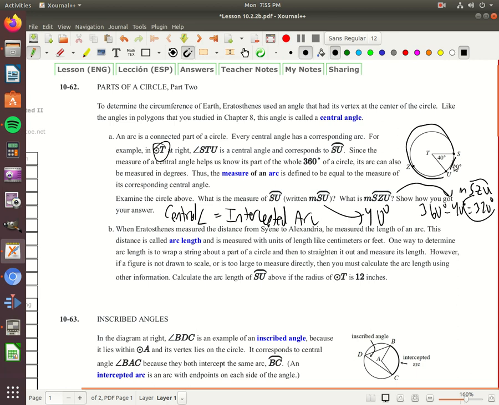So we know it's 40 degrees of the entire circle, right? We know that the radius is 12. So what we can do is say, all right, well, 2 times pi times r will give me the circumference of this entire circle, right? It has a radius of 12. And I just want to know how much this little chunk of it is. So I'll multiply it by 40 over 360. That's going to give us the length of SU.